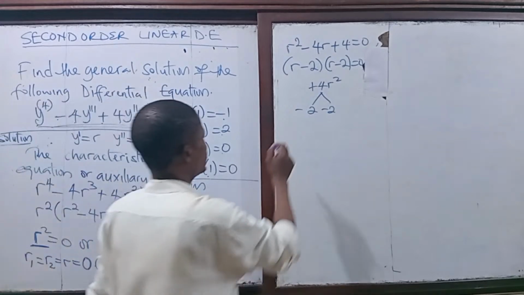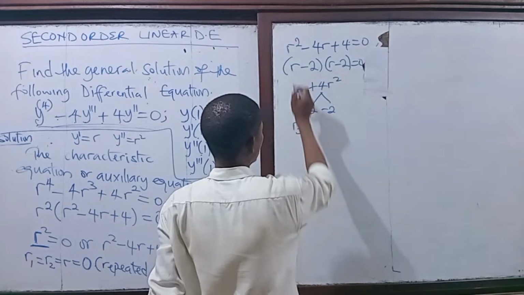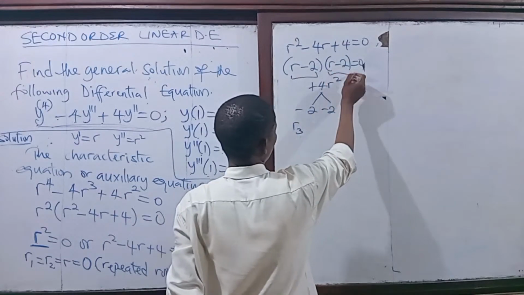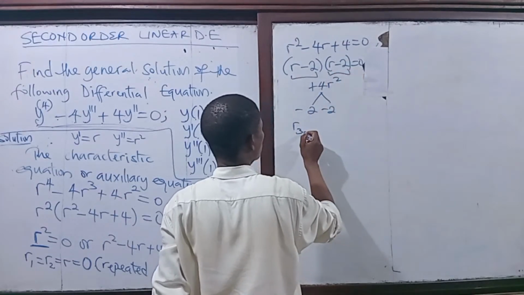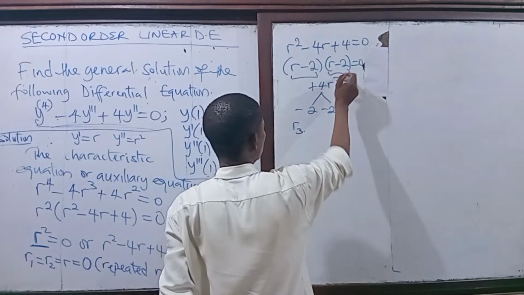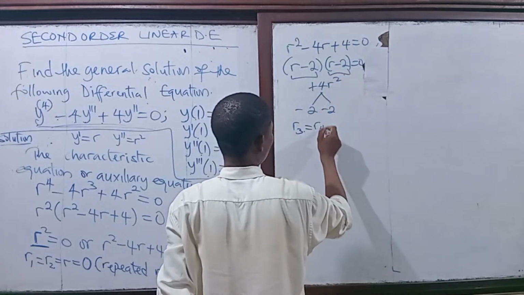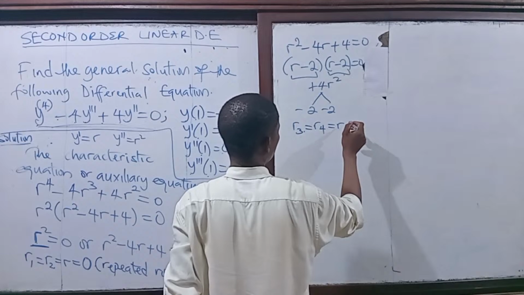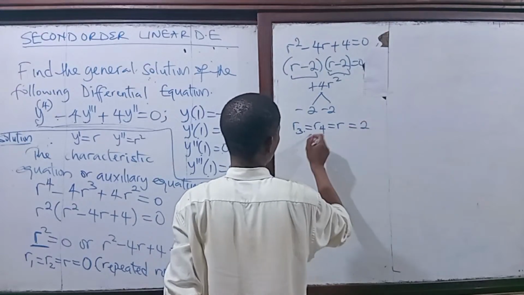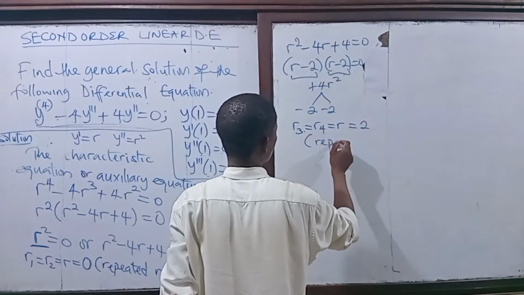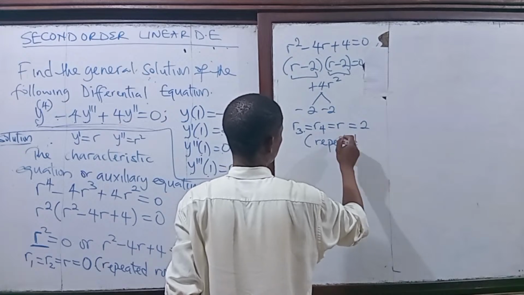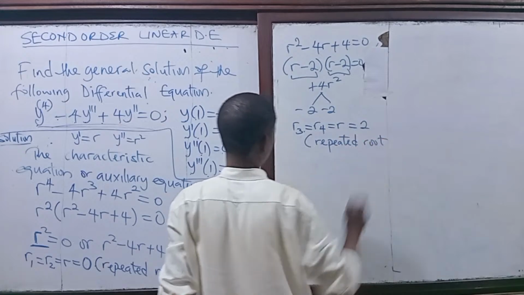So r is also equal to 2. So r3 and r4 is a repeated root also, equal to 2. This is also repeated roots.